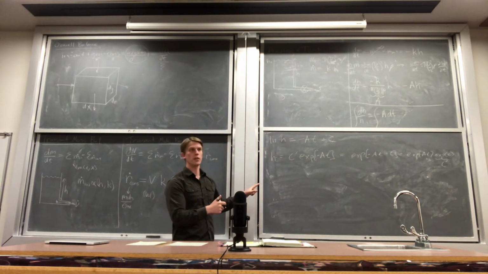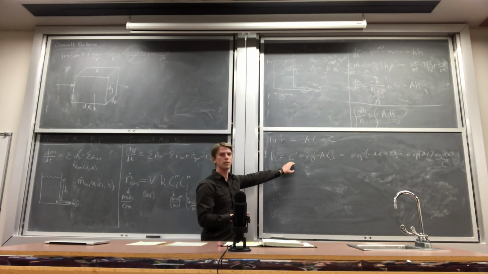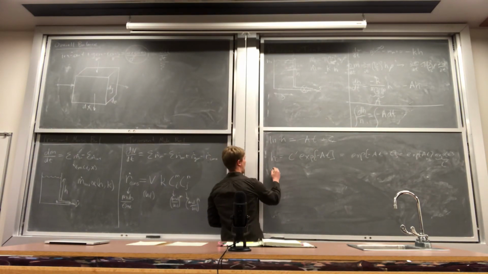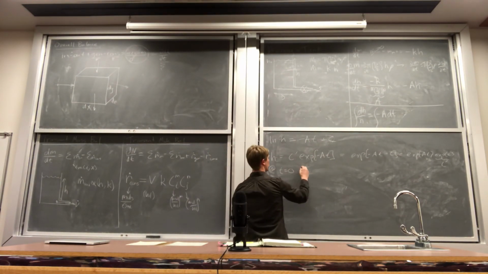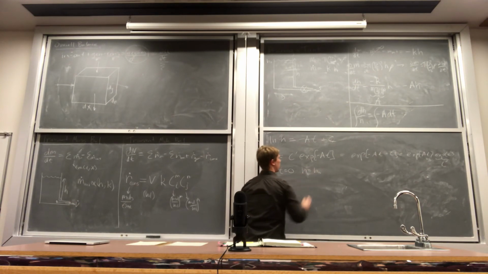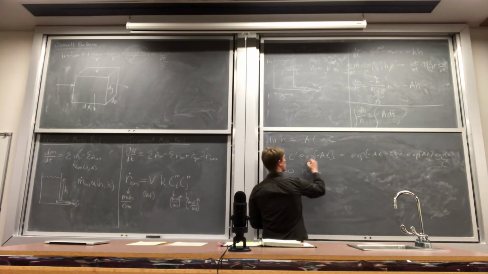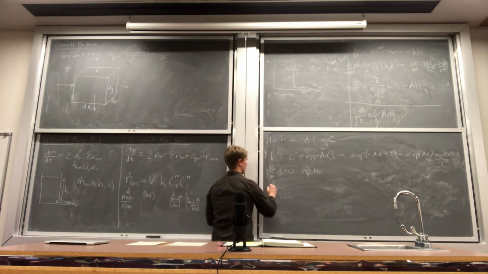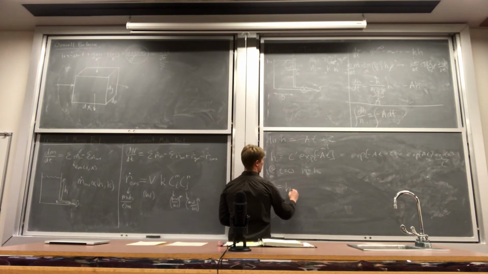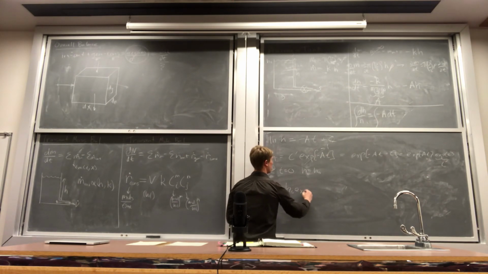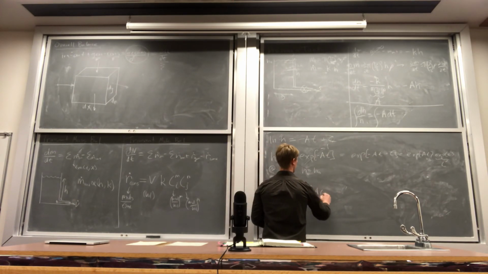Next part, solve for the initial conditions. We need to know what our constant of integration is. So at t equals 0, h is equal to h naught. So at t equals 0, this goes to 1. So h is equal to h naught exp of minus a t.